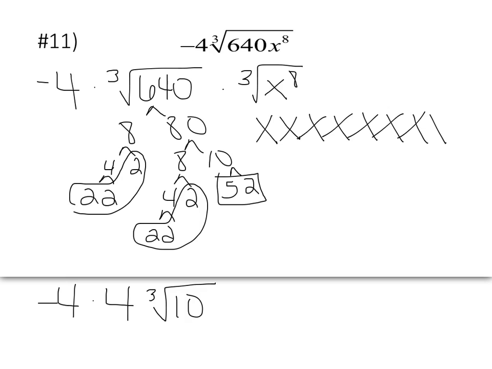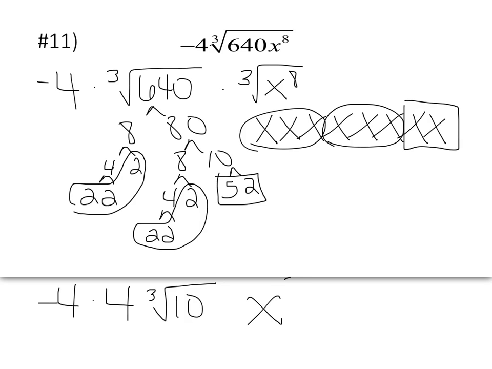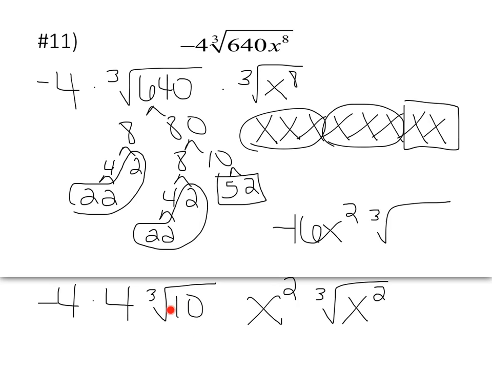And then here, you can look at it this way. Draw 8 x's if you want. And then your sets of 3's. You have 2 sets of 3, and then 2 left over. So that means you're going to bring an x squared out front, because x times x is x squared. And inside my cube root is also going to be an x squared. So now we're just going to look on what's on the outside and what's on the inside. So we've got negative 4 times x squared, which is negative 16x squared. And then cube root of what's on the inside, 10 times x squared, is 10x squared. And that's your answer.